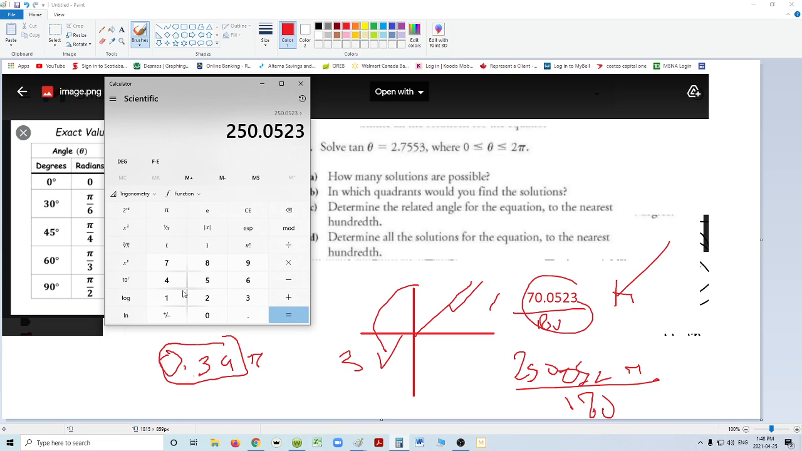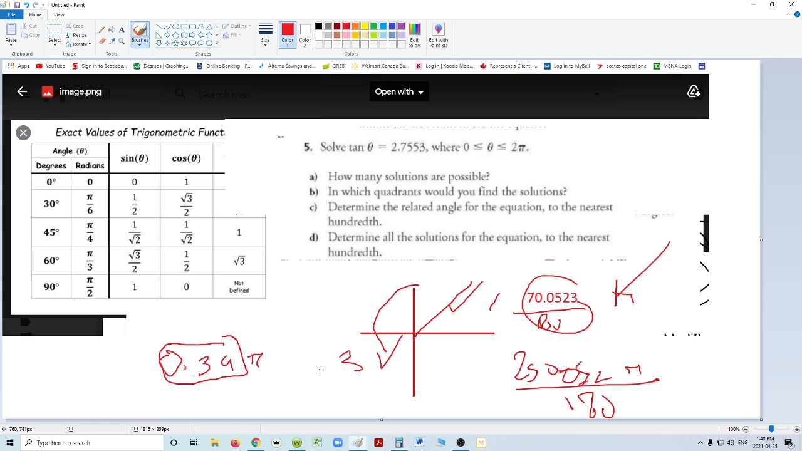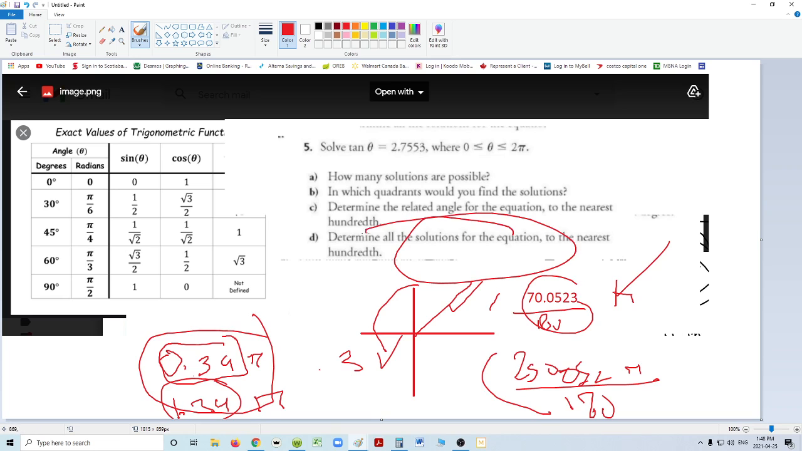250.0523 divided by 180 is 1.39. 1.39 seems like too much, actually. No, that makes sense. It's over 180. So 1.39 pi. Now that's in pies. So that's one way to answer it. That's in pi radians. So you'd include an answer of radians, the unit radians.